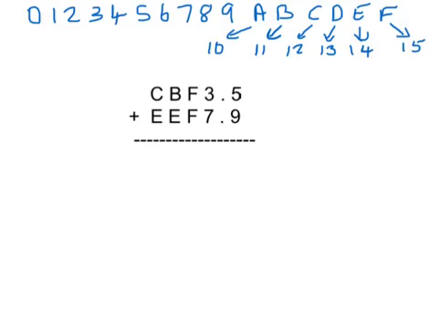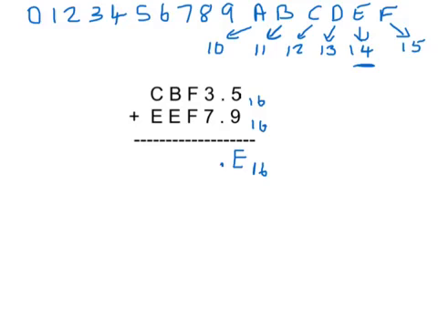Let's do one more example. Here we have CBF3.5 base 16, and we're adding it to EEF7.9 base 16. Let's look at the first addition. We have 9 plus 5. 9 plus 5 is 14 in decimal. It actually is the symbol E, or the digit E in hexadecimal, so we just write down an E, and we're now in base 16 still for the answer. We'll put down our fractional point.